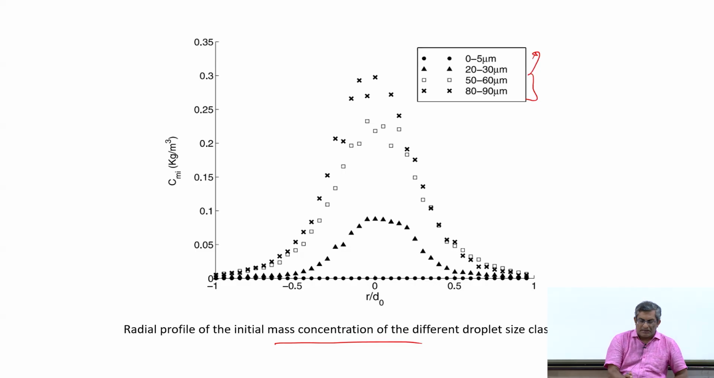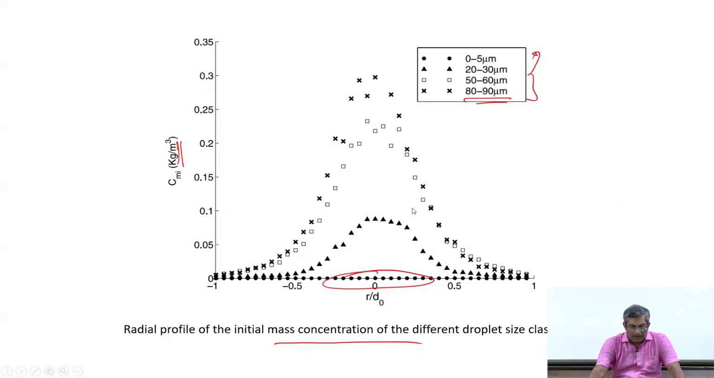And here you see this is the mass flux for the small particles. Okay. So, it is almost negligible. While the mass flux increases in this case with the particle size. This is not mass flux, sorry, this is mass concentration. That is, you see the unit. Okay.